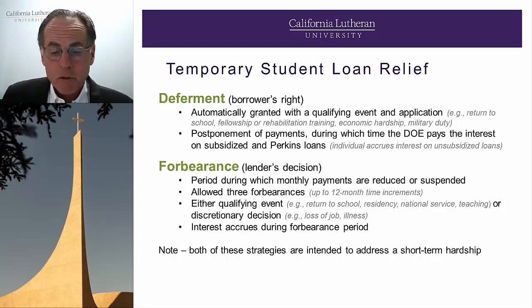Forbearance is a period during which monthly payments are reduced or suspended, and you're allowed 3 forbearances, and each of these forbearances comes within a 12-month increment. You may be granted a forbearance through either a qualifying event, such as a return to school, a residency, national service, possibly teaching, or a discretionary decision, such as loss of job, illness, or low earnings.